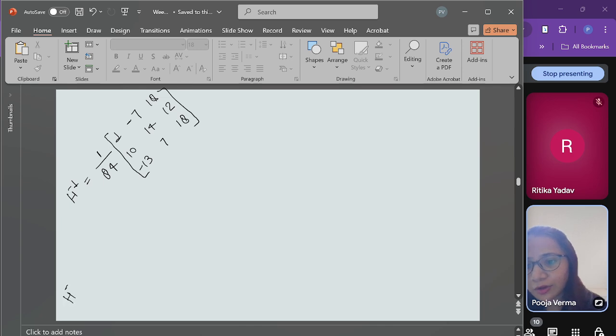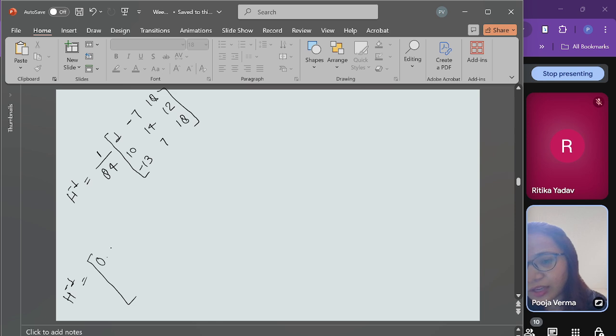Any one of you, can you calculate it? Just divide with this 84 and let me know what the answers will be. It is a division inside this matrix: 1 divided by 84, minus 7 divided by 84, 18 divided by 84. Please let me know the values at least. Okay, so you can calculate.